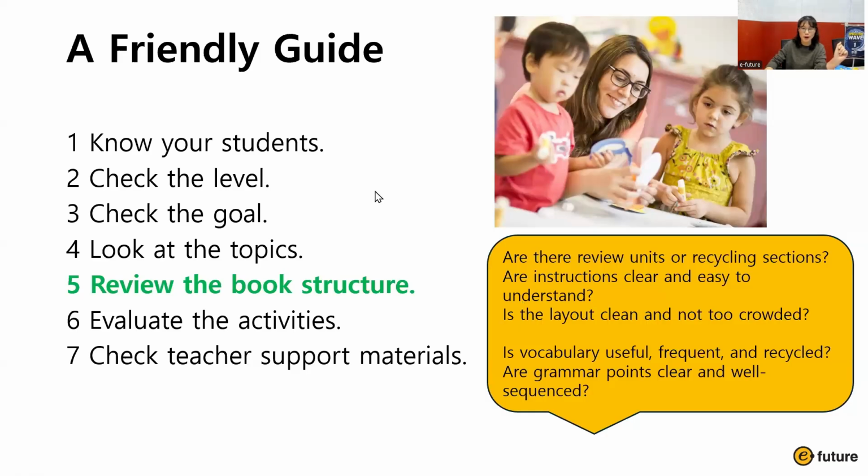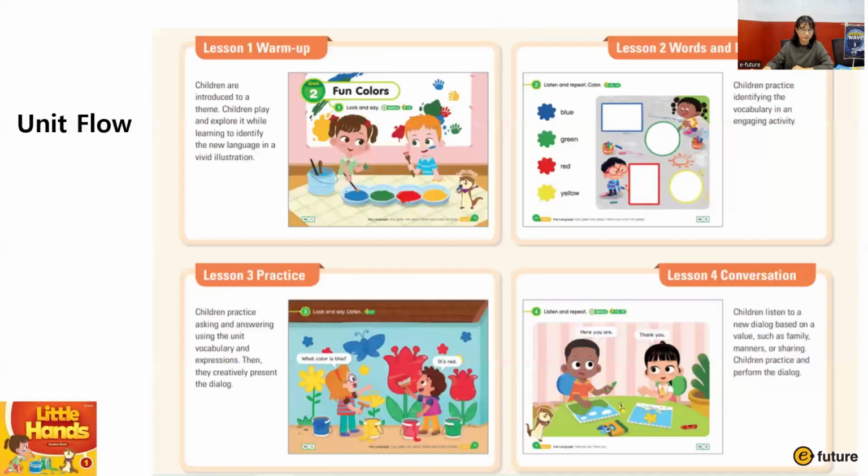Okay, so review the book structure. Let's move on to number 5, review the book structure. Usually in the teacher's manual, they provide a lesson flow like this. This is from Little Hands, and this is the unit flow. So lesson 1, warm up. Lesson 2, words, introducing the new words, keywords. Lesson 3, practice. So you practice the vocabulary, you practice the expressions, right? Lesson 4, conversation.